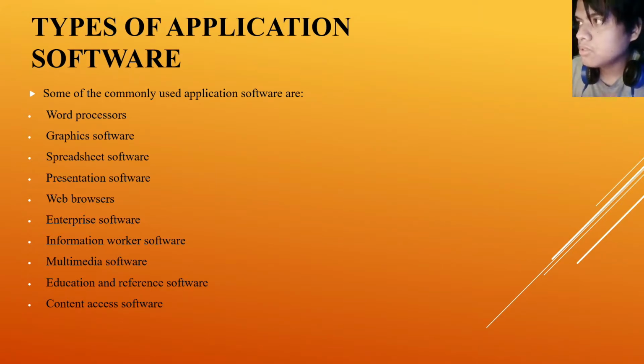Types of application software. So, some of the commonly used application software are word processor, graphic software, spreadsheet software, presentation software, web browser, enterprise software, information worker software, multimedia software, education and reference software, and content access software. So, ito yung mga iba't ibang klase ng application software.